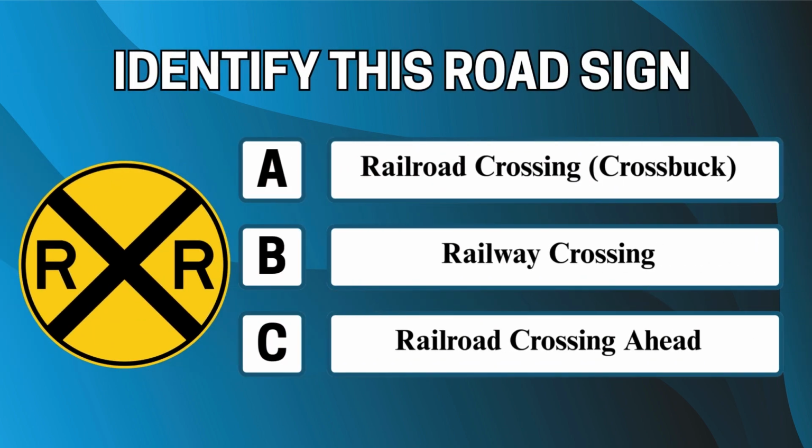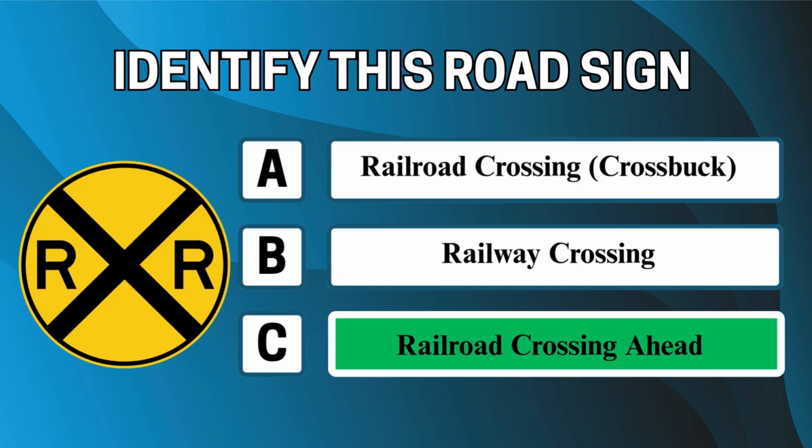Identify this traffic sign. A. Railroad crossing, crossbuck. B. Railway crossing. C. Railroad crossing ahead. Correct, it is the railroad crossing ahead sign.